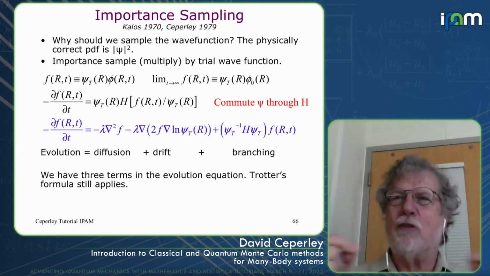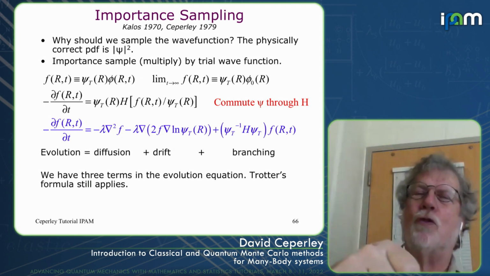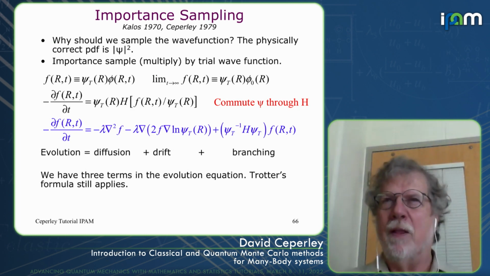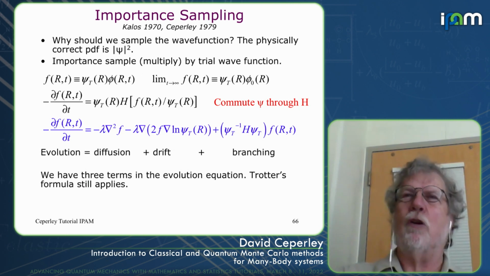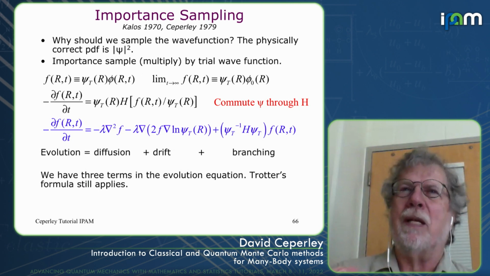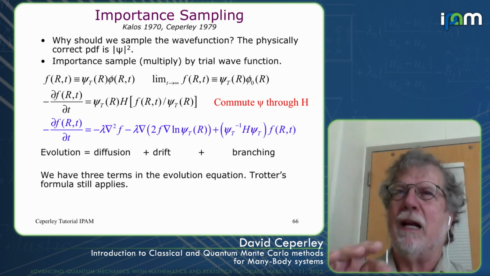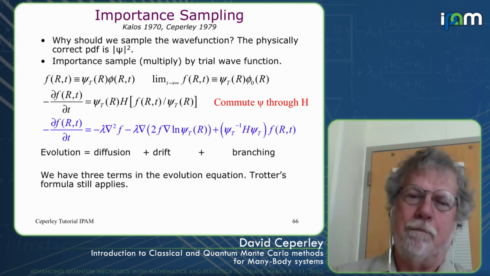In particular, when two electrons get close together, or an electron falls into a proton, your potential energy goes to minus infinity, and your branching would go to plus infinity. You would make an infinite number of copies. You put in an electron-proton Jastrow factor, and that doesn't happen. It's perfectly well defined when an electron goes into the proton.